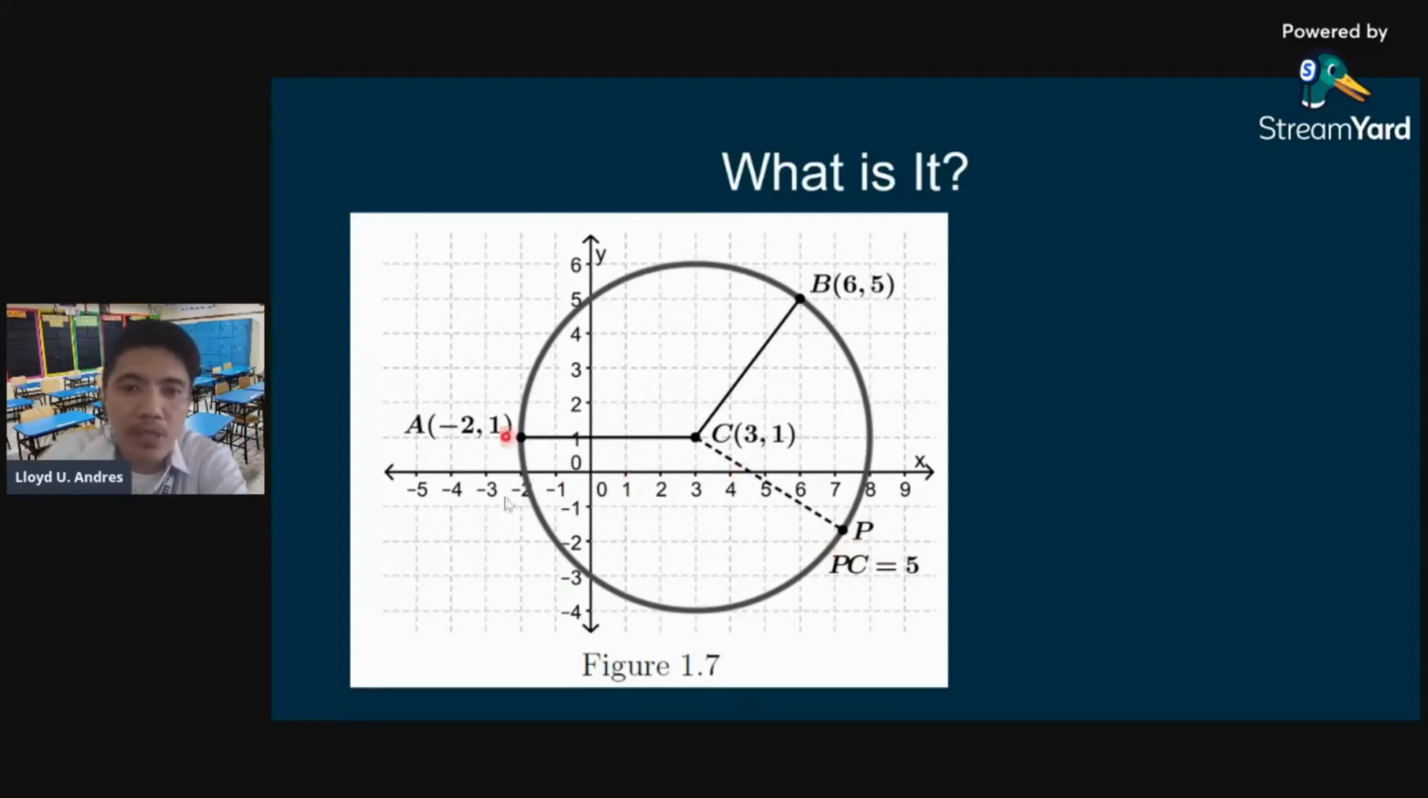In this figure, if you try to determine the distance from A to C, we can see that A is 5 units away from this point C. By counting the units away from these 2 points, we have 1, 2, 3, 4, and 5. So therefore, A to C is 5 units.